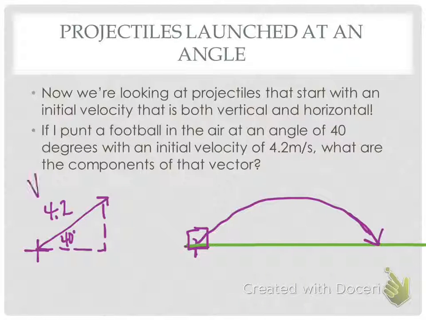If this 4.2 is our initial velocity vector, what would I call this side? If this is v sub i, what would I call this? Yeah, initial velocity in the vertical direction. And this side I would call initial velocity in the x direction, or v sub y i and v sub x i. Again, it doesn't matter the order you put these two subscripts in. After I break down this vector into components, that is what I'm going to use for my projectile equations now, v sub x i and v sub y i. So let's go ahead and solve for those.